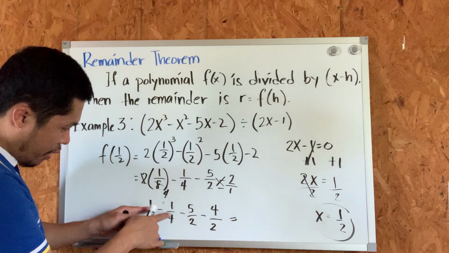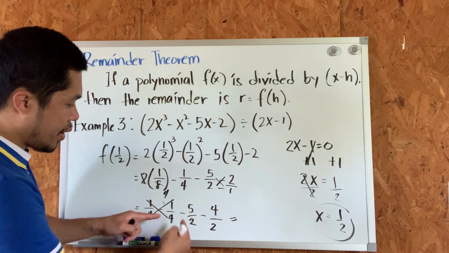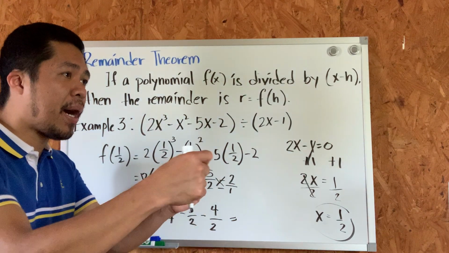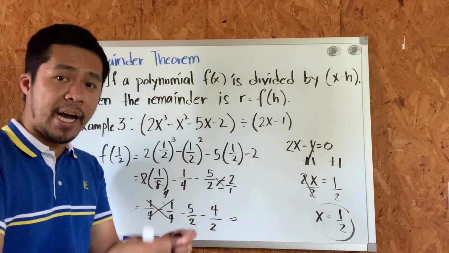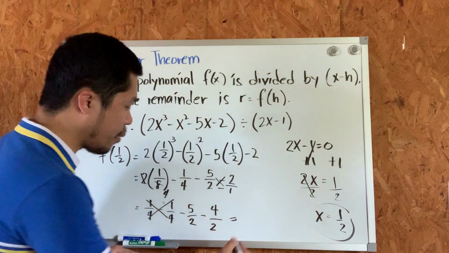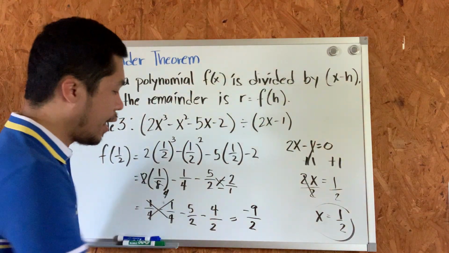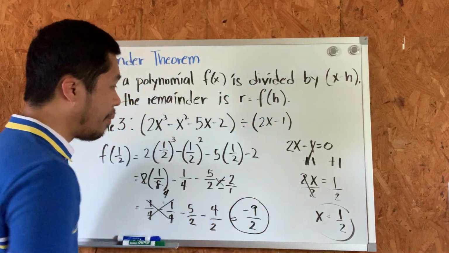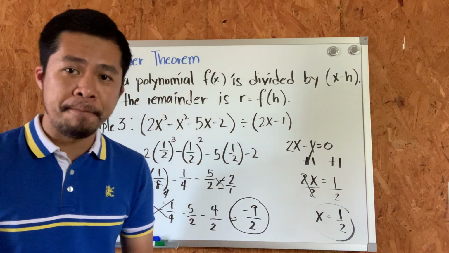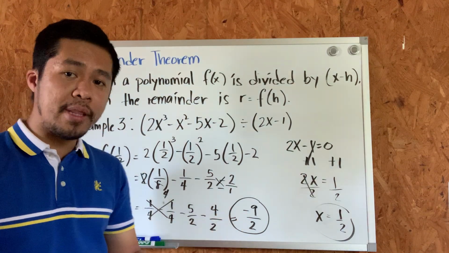Equals. Now, since this is 1/4 minus 1/4, that is equal to 0. This is negative 5 minus 4. Both are negative, take note of that. So negative 5 minus 4 is the same as negative 5 plus negative 4, because both of them are negative. So that will be equal to negative 9 over 2. And that is our answer. That's the remainder when we divide this polynomial by 2x minus 1. Using the remainder theorem, we will be able to know the remainder without dividing them.